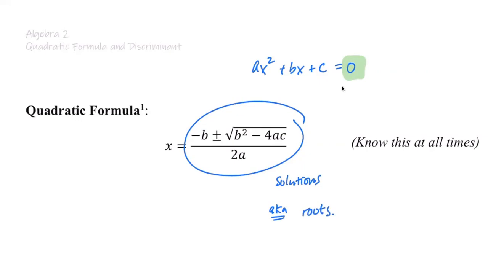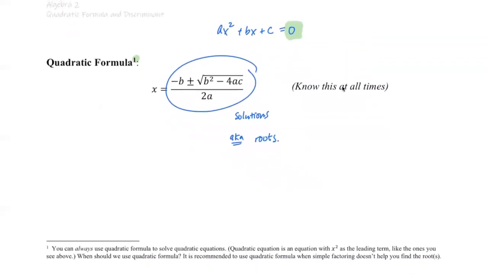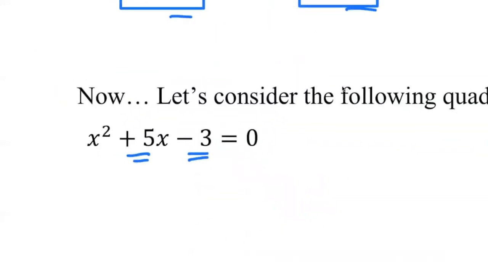Now, there's a little fine print over here. So what does it mean? Let me go ahead and zoom out. Now, the quadratic formula is what I consider a safety net. If you have a quadratic equation, like the one that we saw earlier, any kind of quadratic equation can be solved by using the quadratic formula.